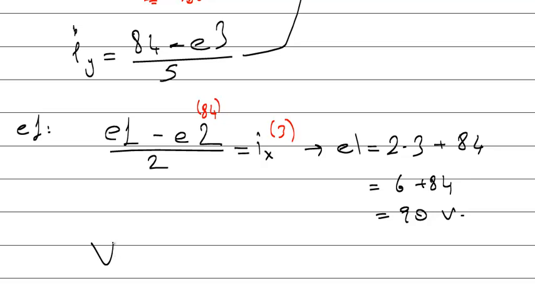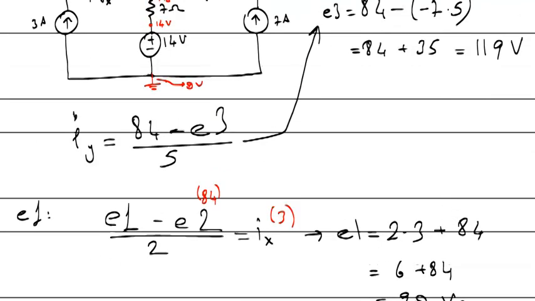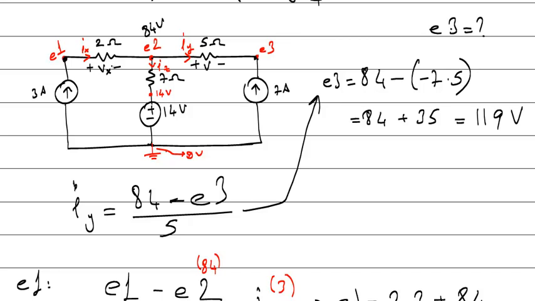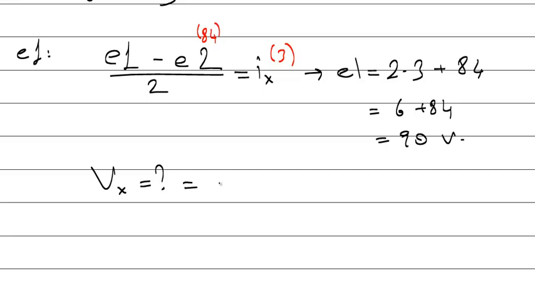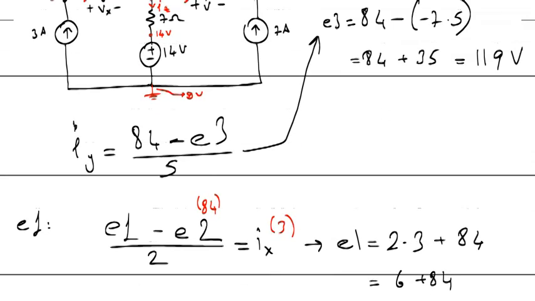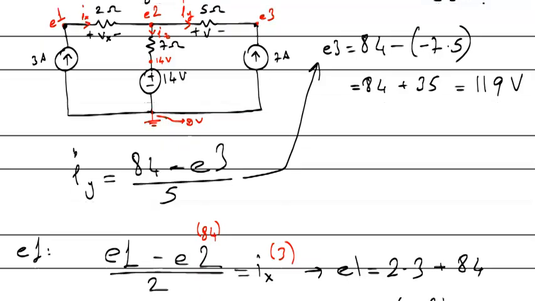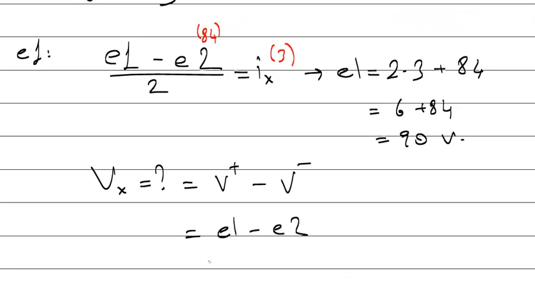So remember the question, Vx, it was the voltage of the 2 ohm. Okay, Vx is the voltage of a component, which is equal to positive side node voltage minus negative side node voltage. Vx is equal to positive side minus negative side. What's the positive side? E1. What's the negative side? E2. E1 minus E2. What are they? E1 is 90. E2 is 84, which is equal to 6 volts. Okay.